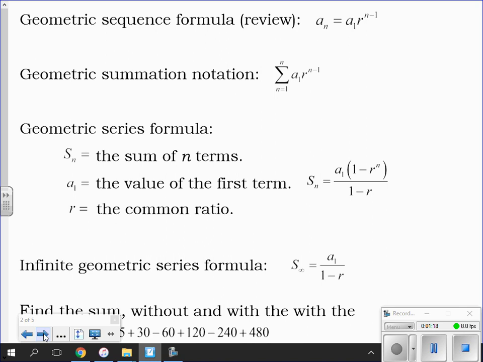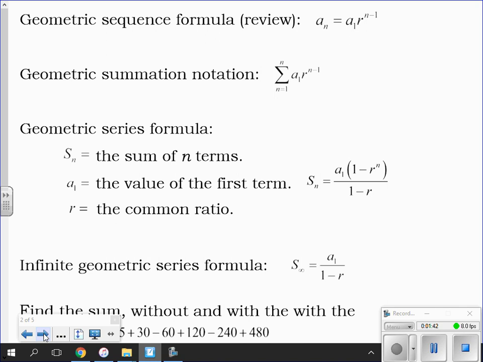So here are some new formulas we're going to have. The first one, the geometric sequence formula, once again, is a review. How do I find a particular term number? I take the first term times the ratio r to the n minus 1. Here's the summation notation, which is the sequence formula going from n equals 1 to whatever. We don't do them very big because they can grow fast in a hurry.